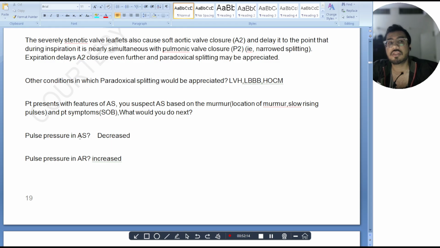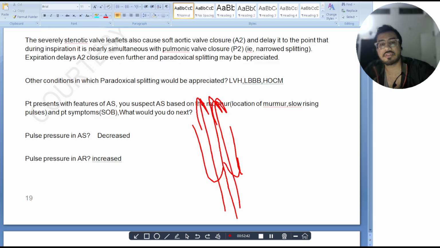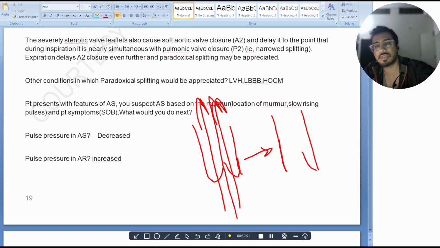Pulse pressure in aortic stenosis would be decreased. Pulse pressure is the difference between the systolic and the diastolic blood pressure. So that is reduced in AS, but when it comes to aortic regurg, it's increased. Let me draw it for you. This is the aorta, this is the valve. If you have regurg, the blood flows at a rapid rate, but since the valve is incompetent and cannot prevent the backflow of blood into the left ventricle, the valve closes like this, and a lot of blood starts leaking back.